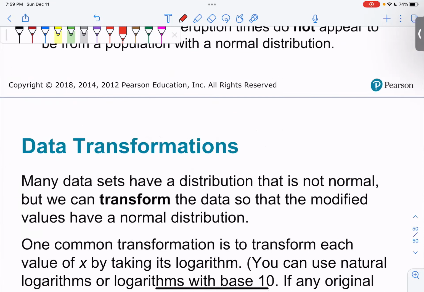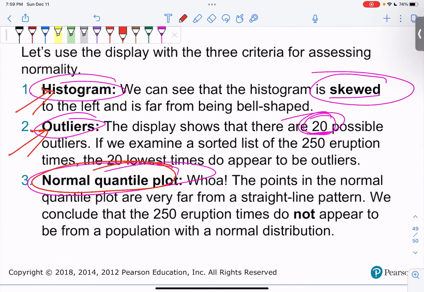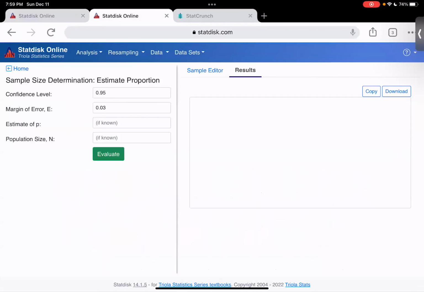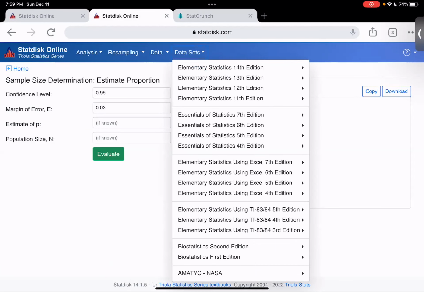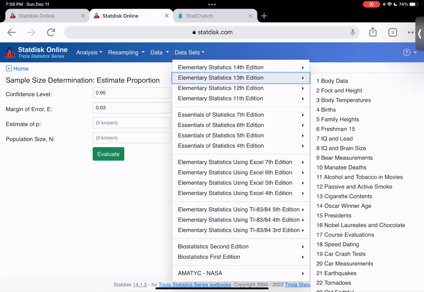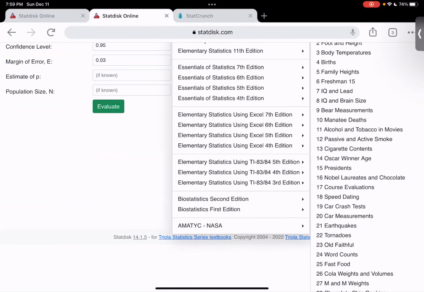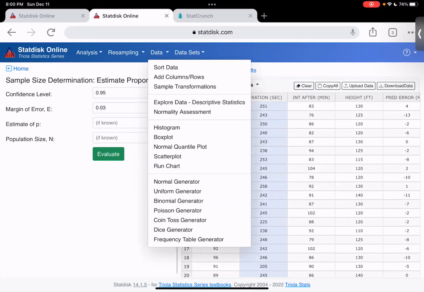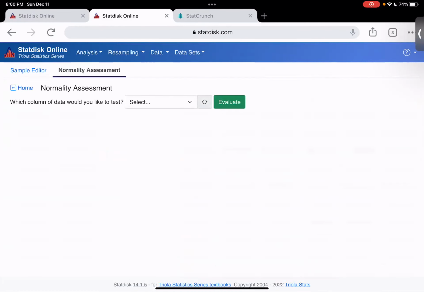Okay, so let's see now, let's go and see this distribution. The same data set. Let's come here and we go to data set, and our book is the second one, right? Elementary Statistics, 13th edition. So we choose this one, and then we go to the same example, which is number 23 here. So this is the data set, and then we have this variable. So let's go to data, and then choose the third one, evaluate.